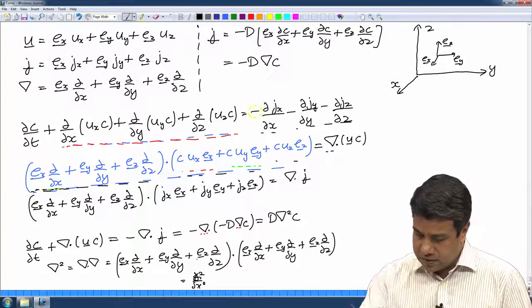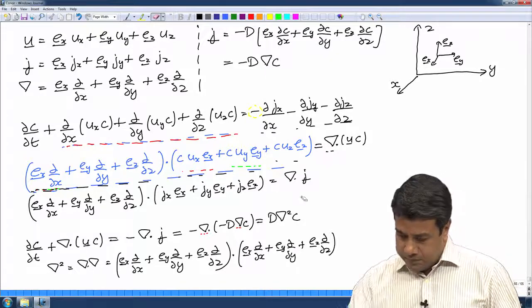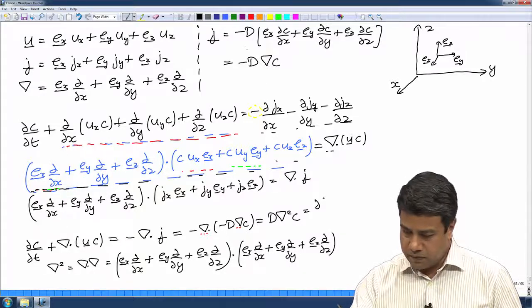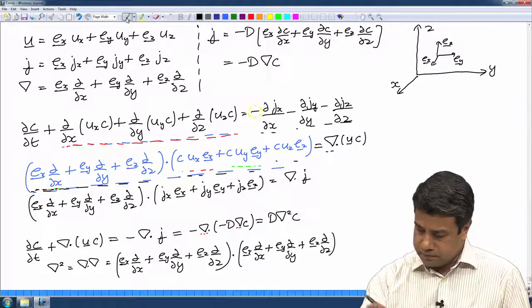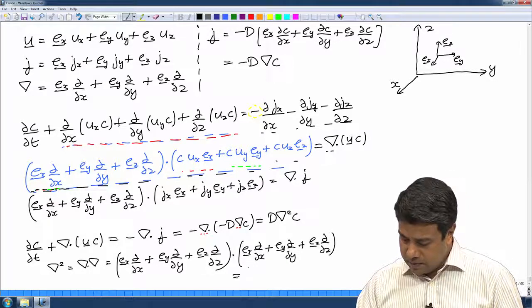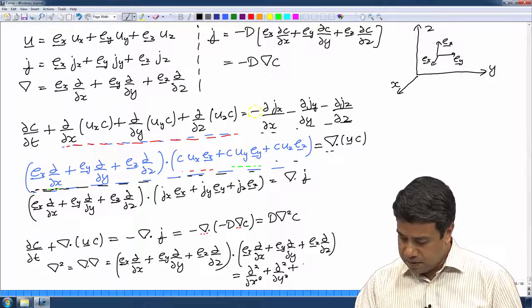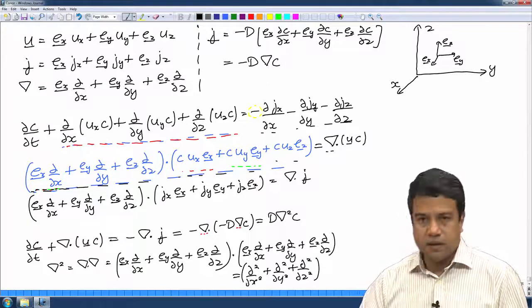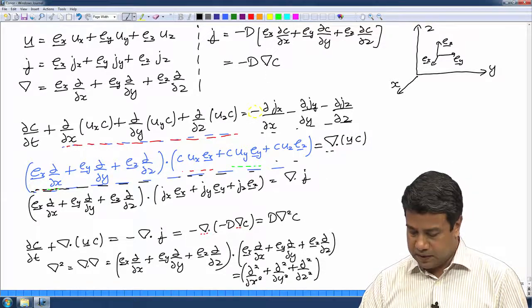Let me write this somewhere else. So, this will be equal to d square by dx square plus d square by dy square plus d square by dz square. It contains the second derivatives with respect to x, y and z.